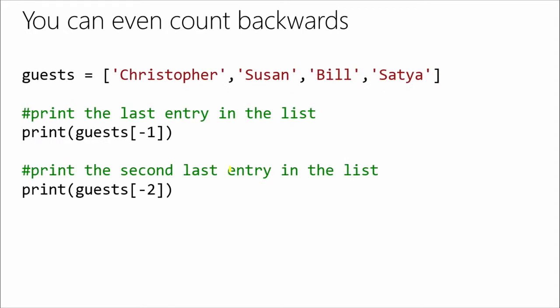One of the neat things I like about Python is it actually allows you to count backwards. If you want the last value in the list, that's position -1. The second to last value in the list is -2. Third to last is -3. And in this case, because there are 4 entries, Christopher would be -4. I just seem to be the smallest number. Don't take it personally. So you can literally say, print the value in the list that's in position -1.